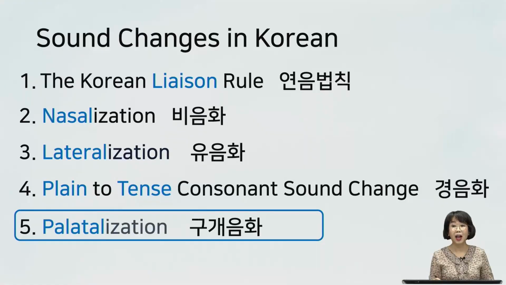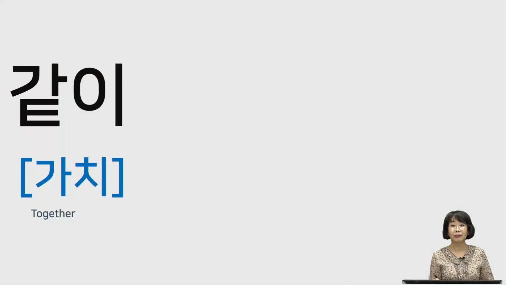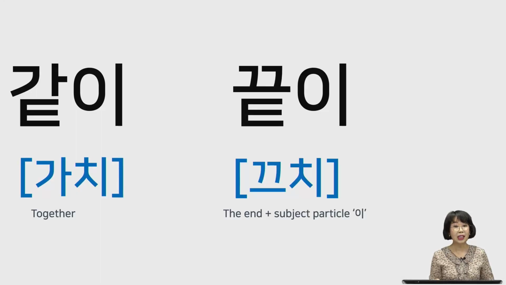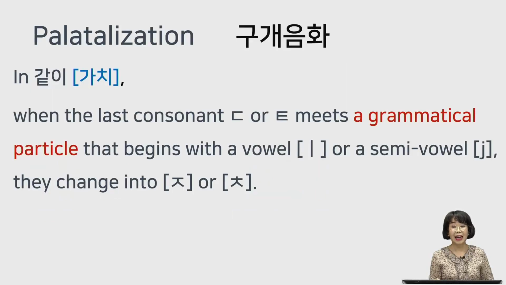Now, number 5. Palatalization. 구개음화. 같이. 끝이. In 같이, when the last consonant ㄷ or ㅌ meets a grammatical particle that begins with the vowel ㅣ or semi-vowel ㅣ, they change into ㅈ or ㅊ. 같이.